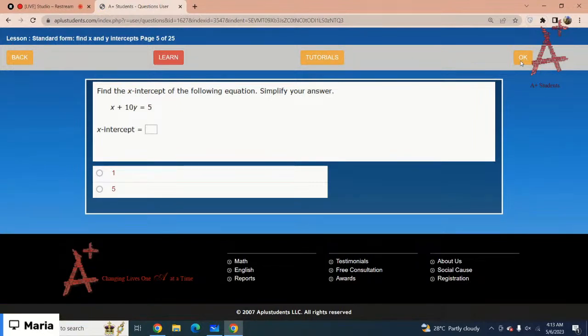Okay, the next one is x plus 10y equals 5. Which is the correct option? It would be 5. The correct option is 5.